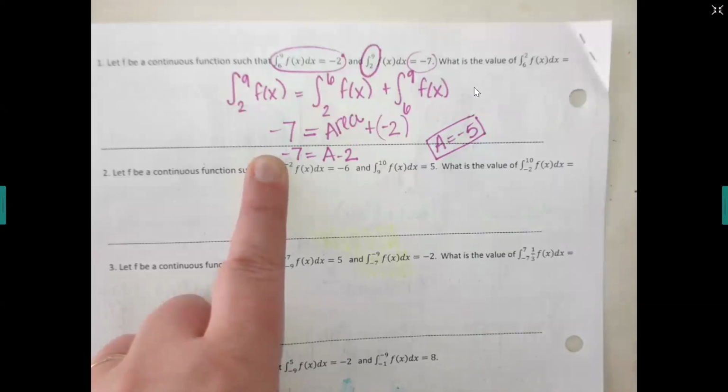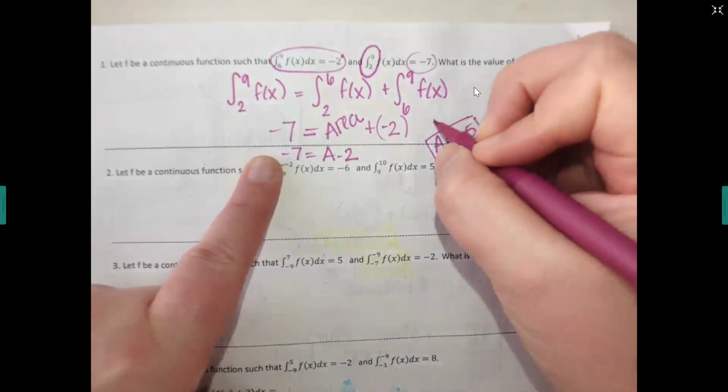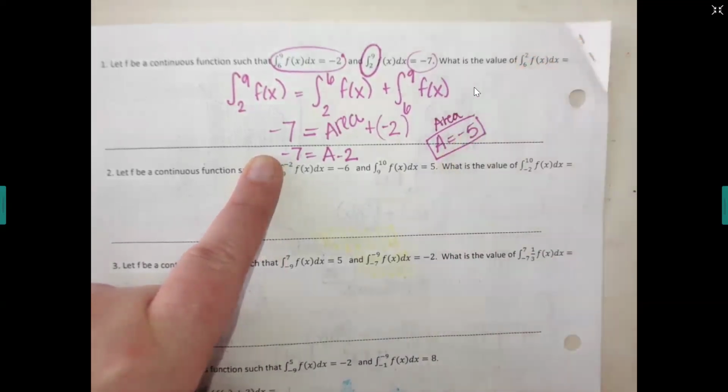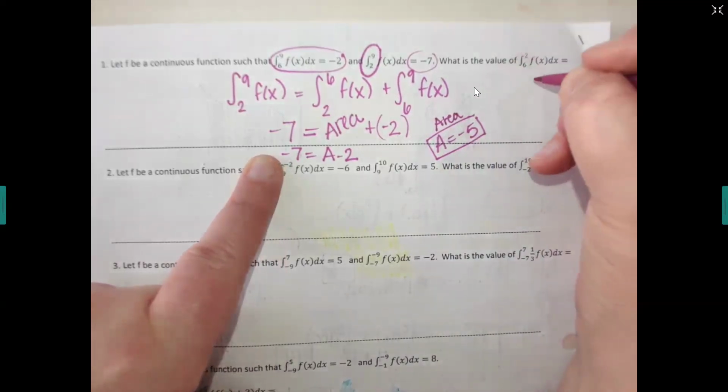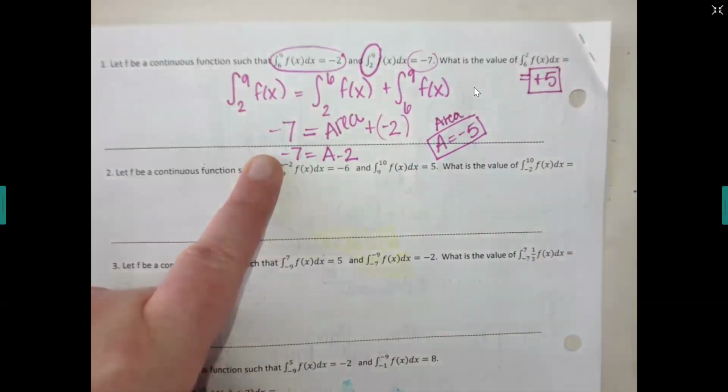They're asking me from 6 to 2. Do you remember what you do if the numbers are in the wrong order? Switch the sign. So the actual area is -5, but because this is backwards, it's going to equal +5. Okay? All right, that might be a little confusing.